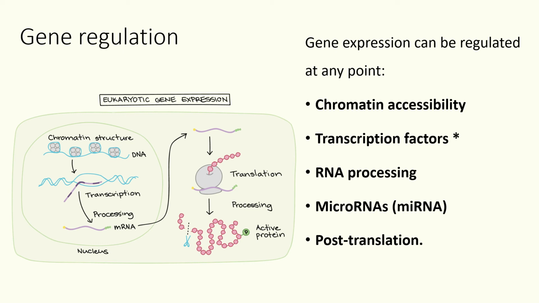Where the vast majority of gene regulation happens in eukaryotic organisms is with transcription factors. Transcription factors specifically control the transcription process, and we'll look at those in a bit more detail, but they are the key part of this. We could look at RNA processing as well. Our best example of RNA processing is the splicing of pre-mRNA to make our mature mRNA, but also putting the guanine cap and the poly-A tail onto our mature mRNA. That's all part of RNA processing.